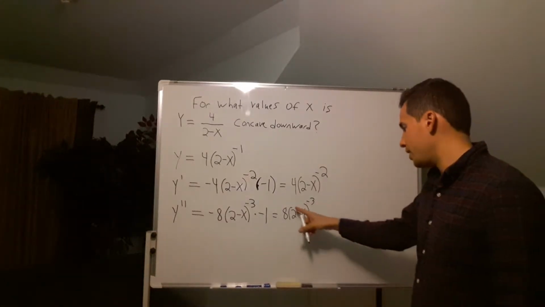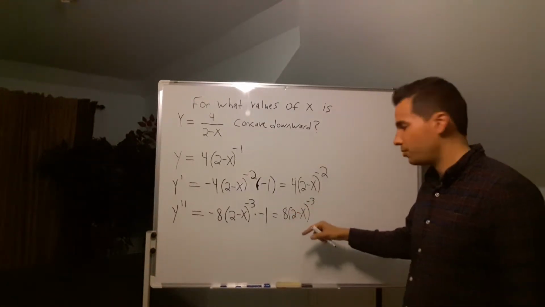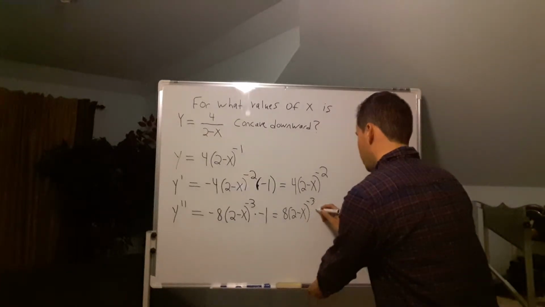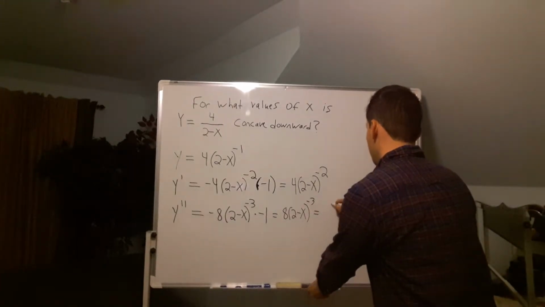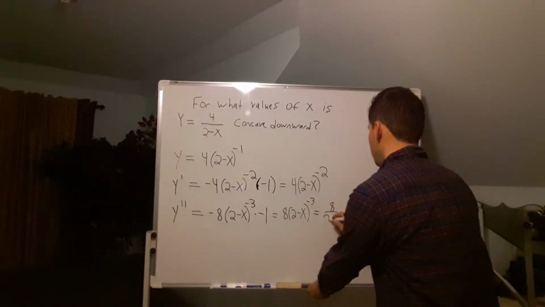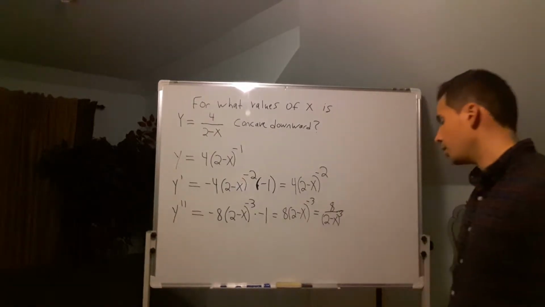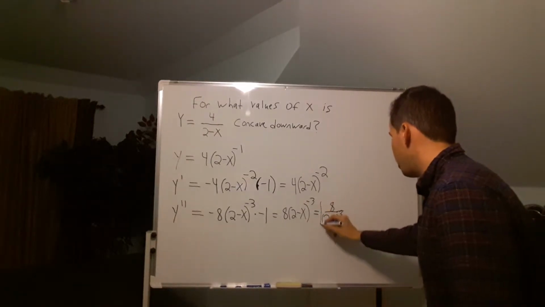Okay, so now let's just write this so we have a denominator, so we could better look at the actual function. So we have 8 over 2 minus x to the third power. Okay, so this is y double prime.